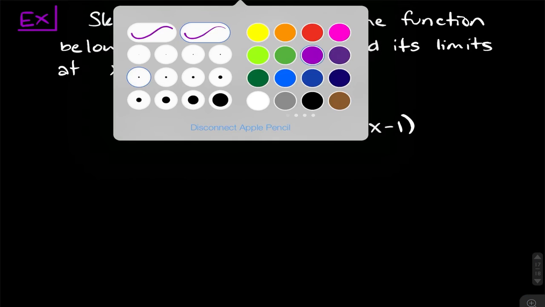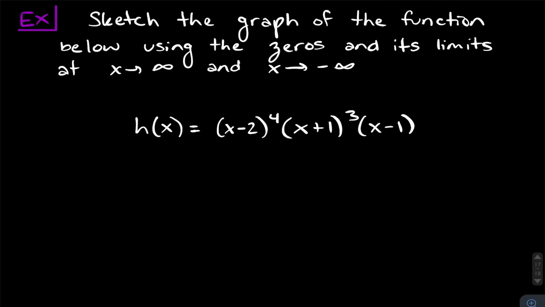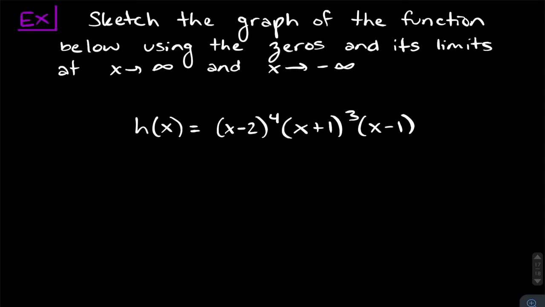So last question here, and this is a nicer example. This is just a classic end behavior question, classic end behavior from Algebra 2 and pre-calc. But now we're going to use limits a little bit more, though it's still kind of the same idea as Algebra 2 and pre-calc. For this question, we want to sketch the graph of the function below using the zeros and its limits as x approaches infinity and as x approaches negative infinity. That's what end behavior is.